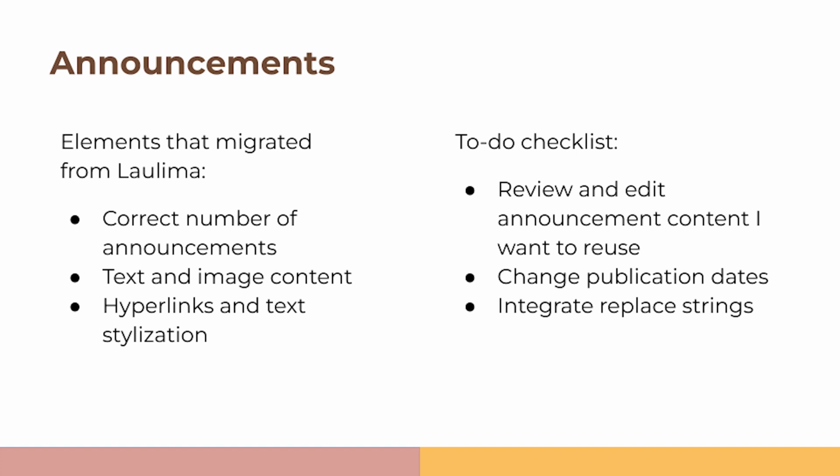If I wanted to reuse these announcements, I could add these tasks to my to-do list. Review and update announcement content if I want to reuse anything. Change the start or end dates or publication status to match the needs of an upcoming semester. And add additional elements like replace strings to further personalize announcements.